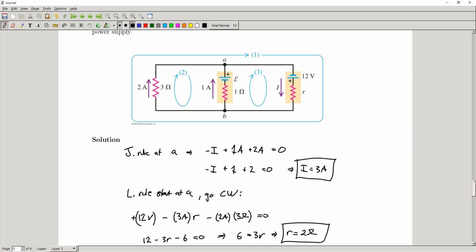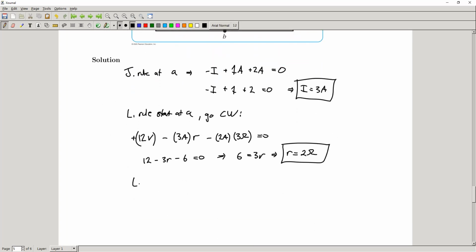Finally, we want to find the EMF of this unknown source here. So we're going to want to look at another loop to do that. We're going to look at the left-hand loop, so loop number 2 here, and we're just going to start at A and go around the loop. So we're going to start this way, go through B, and go around and pick up all the contributions. So let's take a look at that. Loop rule for loop 2. Start at A.